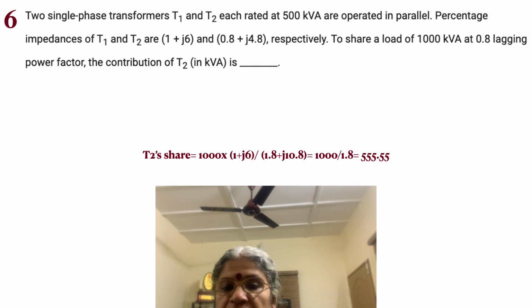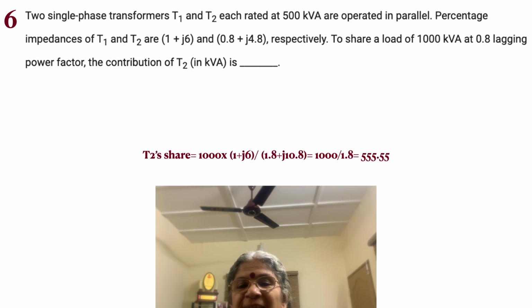Okay, so this is also a sharing of load by two single phase transformers, T1 and T2, each rated at 500 kVA. Now we have an equal rating capacity, and they are operated in parallel. Percentage impedance of T1 and T2 are 1 plus J6 and 0.8 plus J4.8.